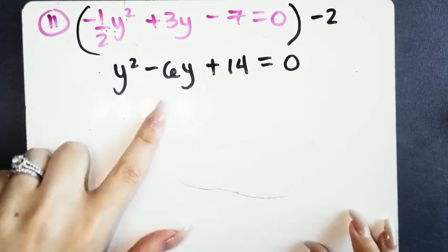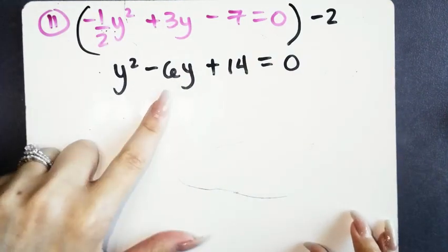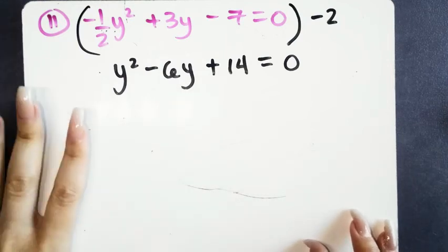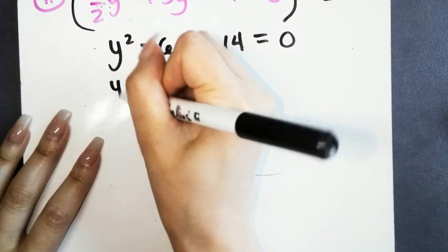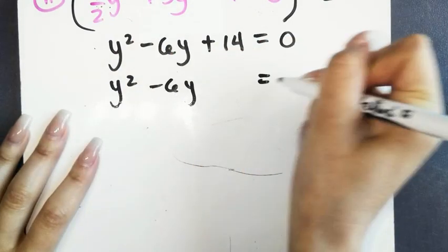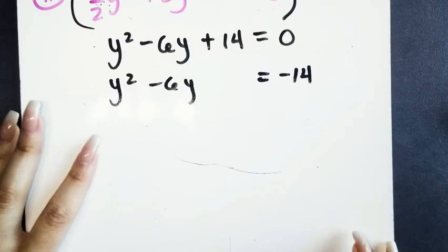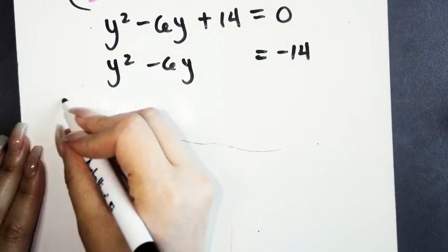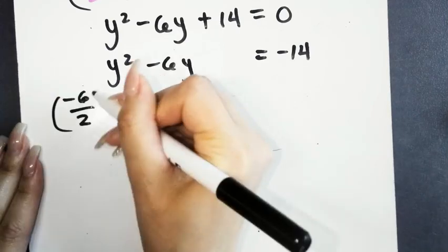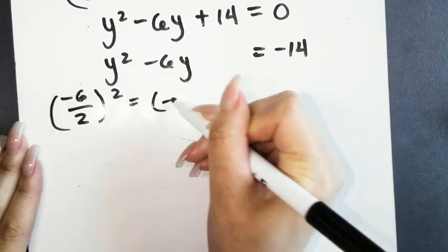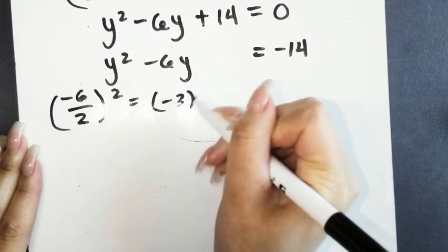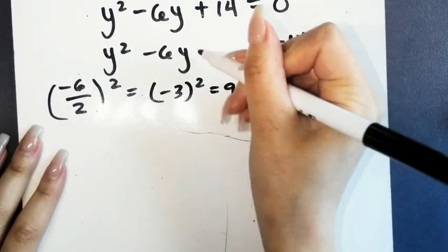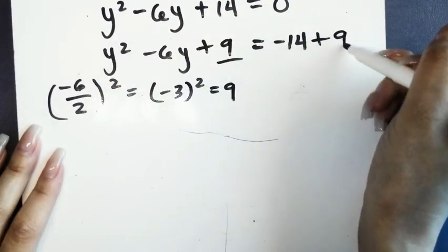So this one looks much more user-friendly to complete the square. It's making my life easier because I just need to move the 14 to the other side to start my process. Now following the same process as before, you take the negative 6, you divide it by 2, you square it. This is going to be equal to negative 3 squared, which you know is 9. After that you put the plus 9 here and the plus 9 over here.